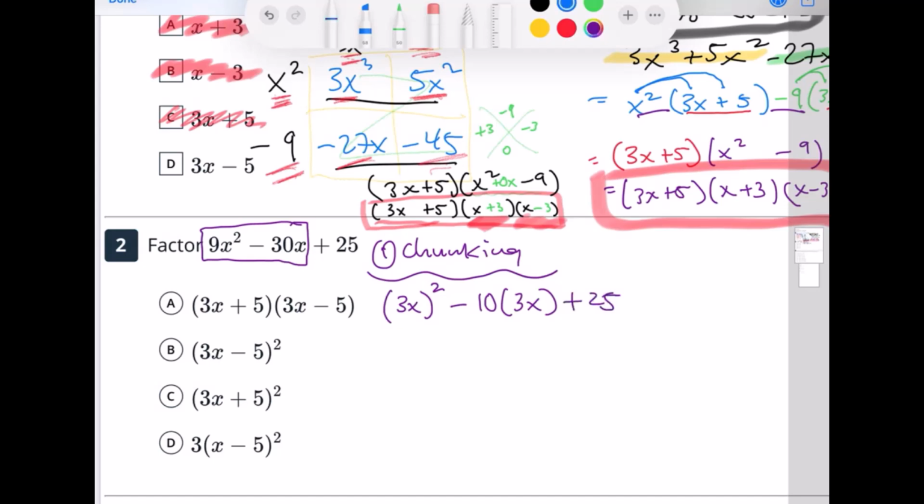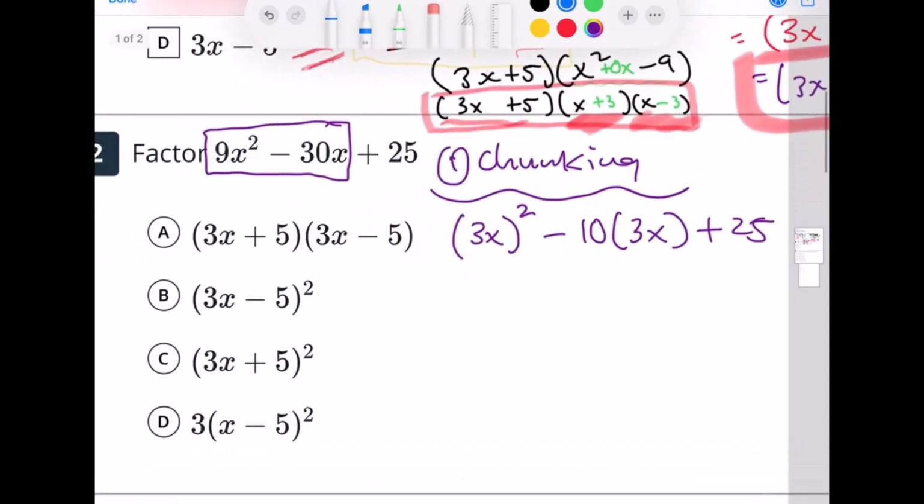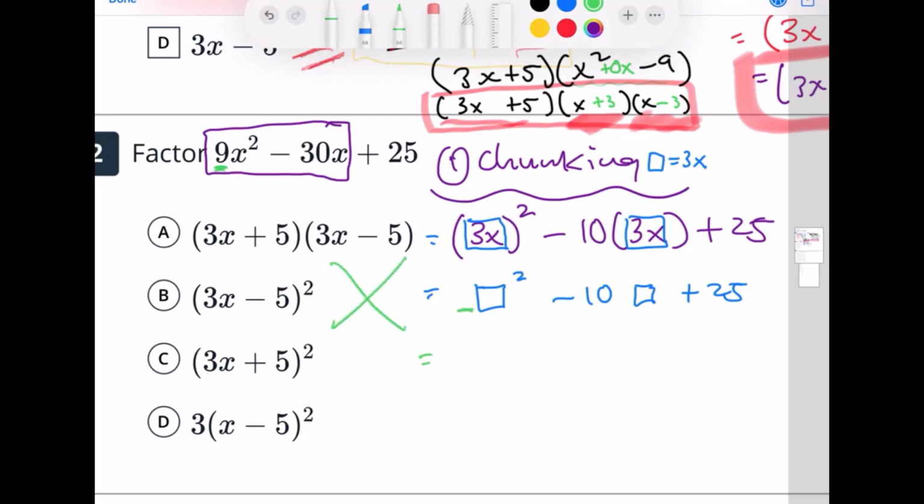So my substitution, let's go ahead and highlight this in blue. My substitution, let's use, I don't know, let's use a triangle. Triangle equals, well, it looks like a box already, doesn't it? Let's just do that. Box equals 3x. So now I have the box squared minus 10 times the box plus 25. And the reason why I did that is so I'm going from a value of 9 as my a value. Now my a value is just 1. So I have 1, negative 10, and 25.